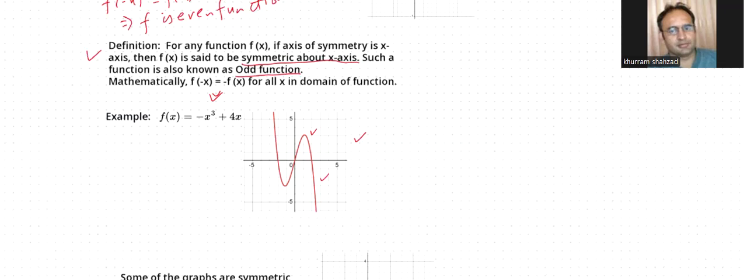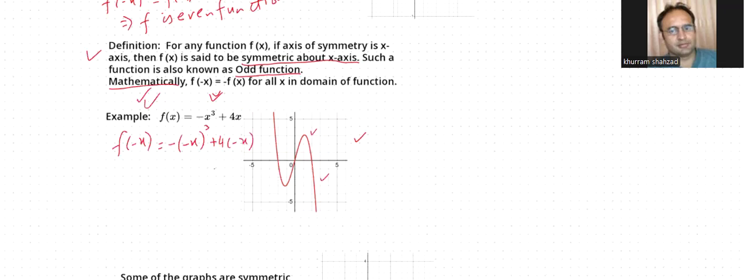So how can we test mathematically whether any function is symmetric about the x-axis or not? We have to replace x with negative x on both sides. Negative x raised to power 3 plus 4 times negative x.